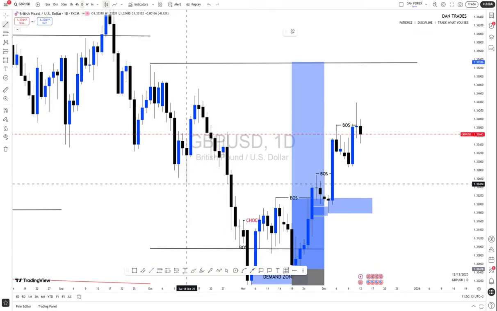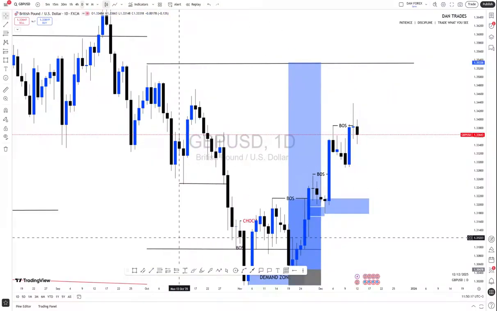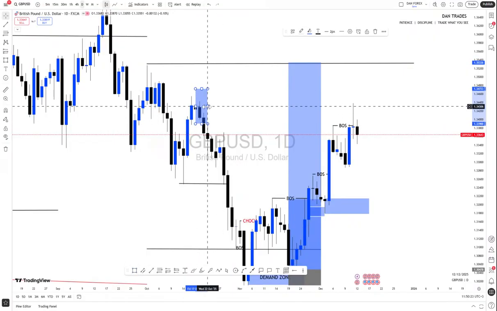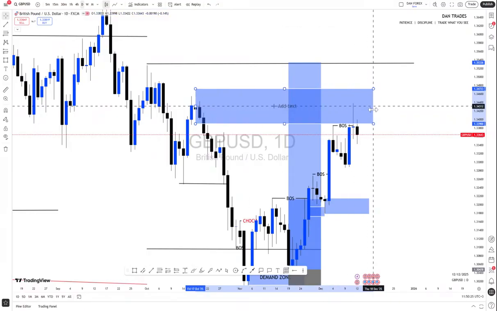But currently what we have, we can see that we have this breakout structure here, right? We have that breakout structure, and the supply for that breakout structure is this candle, whereby we've already managed to mitigate that supply zone.